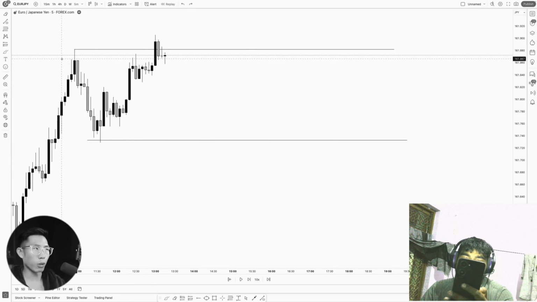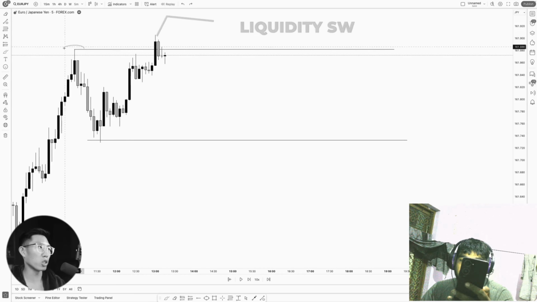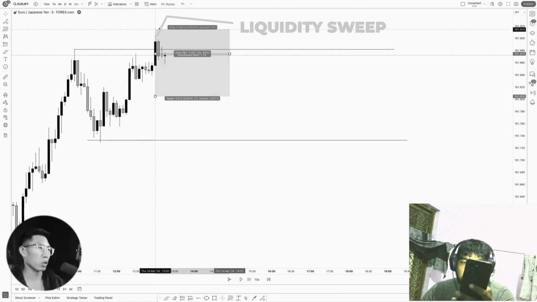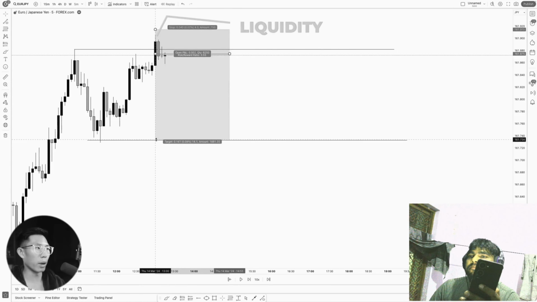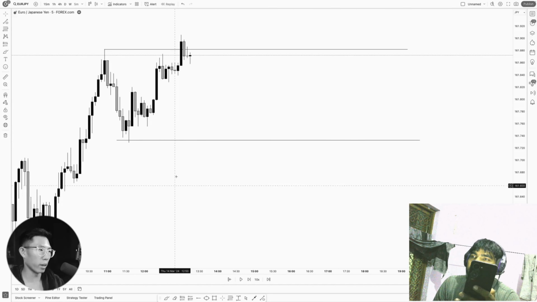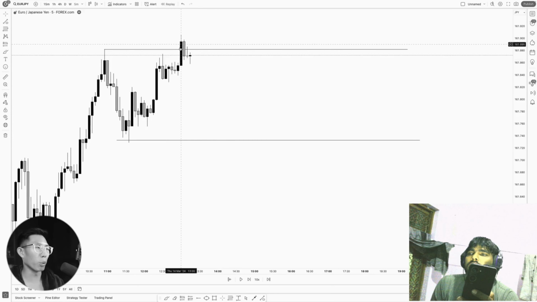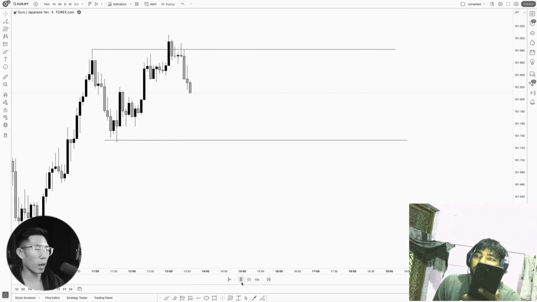We still wait. First of all, you could have easily entered for a sell position right here, right after price swept the liquidity. You can enter for a sell position here, place your stop loss above, and place your take profit all the way down at this swing low. So in this case, after price has swept liquidity from the upside, look at what happens next.